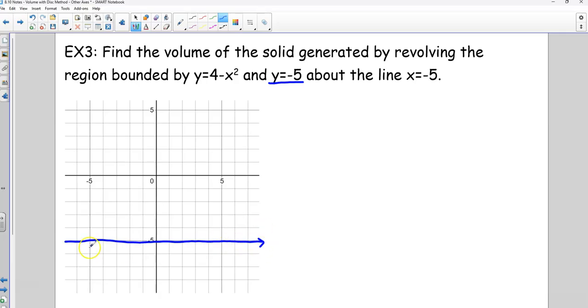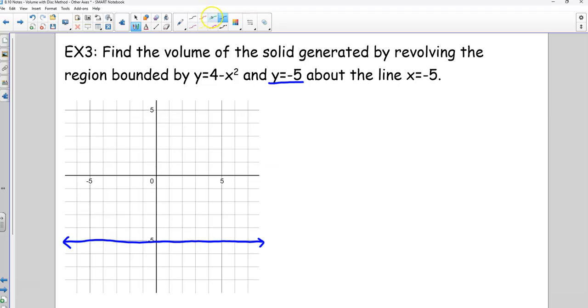I would highly suggest always sketching a graph for these, if it's not given, which your textbook doesn't really give you the graphs very often. Well, some of those first ones did. I would sketch a graph every time. So this is y equals -5. And then I'm not rotating around y equals -5. I'm rotating around x equals -5, but let's not do that yet.